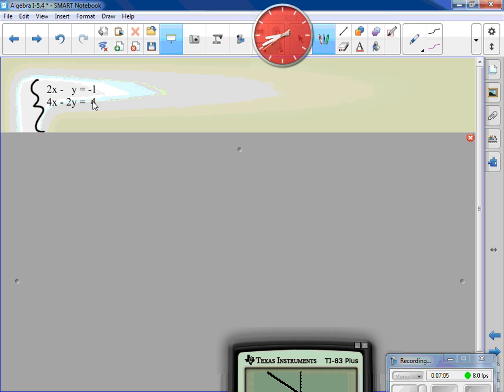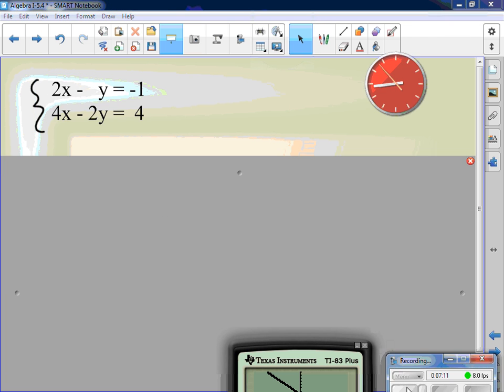Try this one. I have 2x minus y equals negative 1, 4x minus 2y equals 4. Which method is probably the most efficient, the quickest? Elimination. Which variable is probably quickest? The x or the y? The y. What's the common number for my y's? 2. So I have to multiply everything in this one by 2. Are the signs the same or different? Same, so I have to make this one a negative.